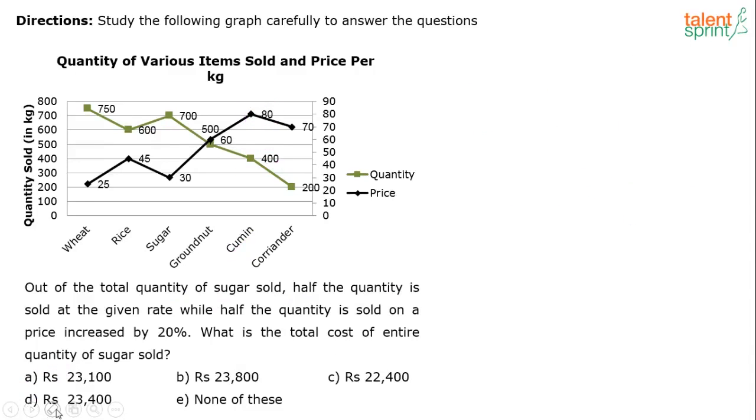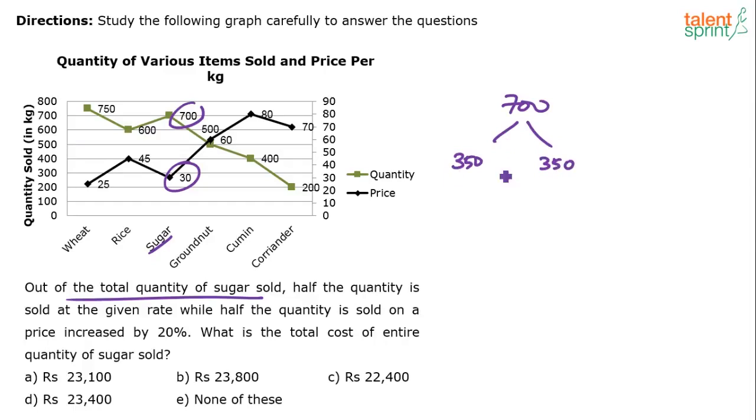Next question. Here's the next one. Try this now. Out of total quantity of sugar sold, half the quantity is sold at the given rate, while half the quantity is sold at a price increased by 20%. What's the total cost of entire quantity of sugar sold? Sugar is here, right? The price is 30 rupees a kg and the quantity sold is 700 kg. So total quantity is 700. Half of this quantity, 350 kgs, is one half, the other half is 350. So half the quantity is sold at the given rate. What's the given rate? 30 rupees. So 350 at 30 rupees per kg.